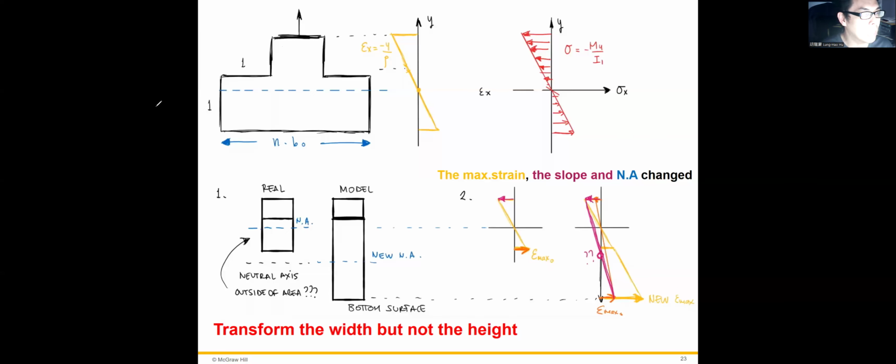So why don't we modify the height? Can we modify the height? I mean, this is the real case with two materials that have different Young's moduli. So can we just change the height of this second material? Why do we have to enlarge the width but not the height?